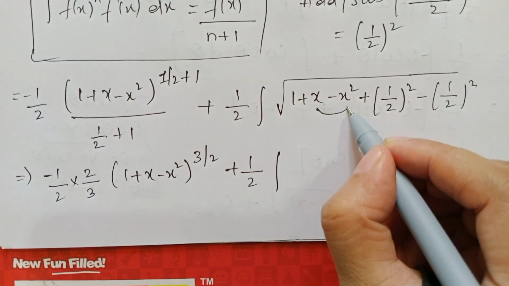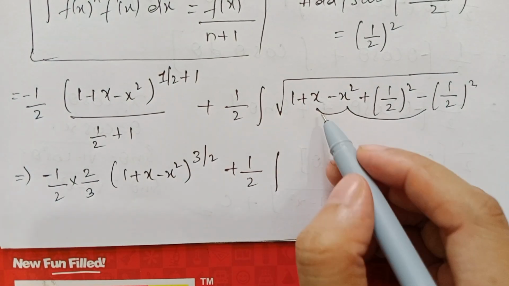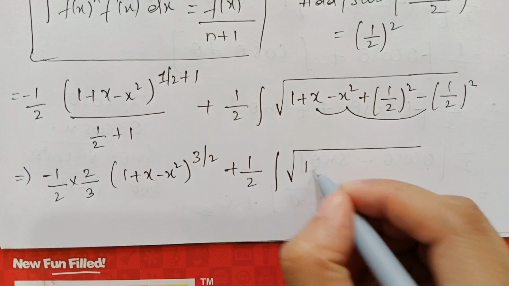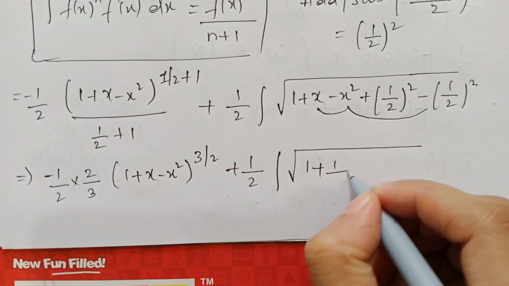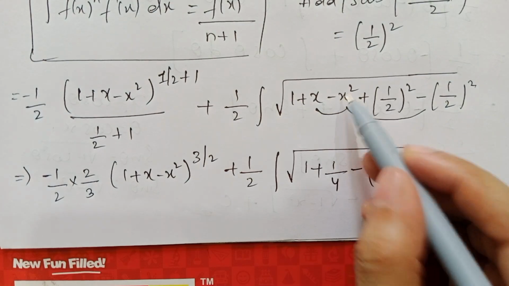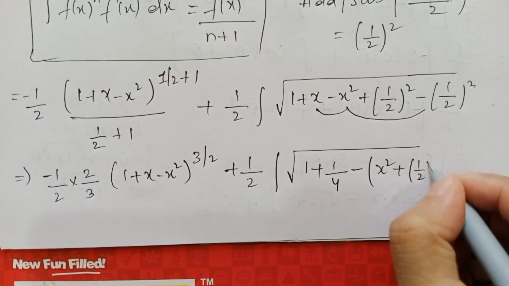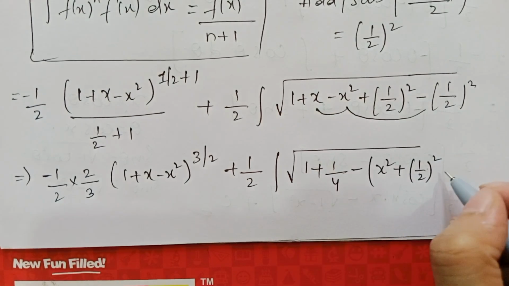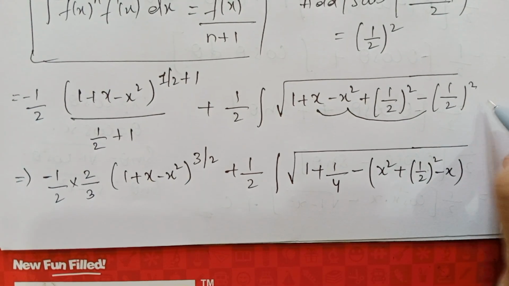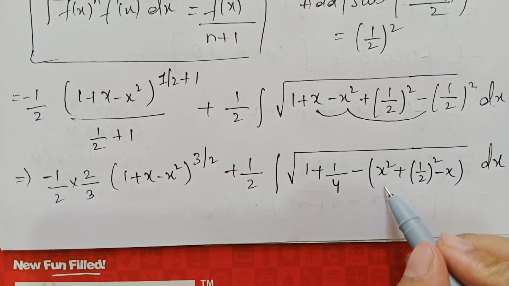Here we'll take these three terms together. Okay, we'll take minus common in the three terms, so it is 1 plus, I write this term as 1 by 4, and taking negative common, so x square becomes positive and this term also becomes positive, and this x becomes negative, right, dx. So now this is in the formula form, right?